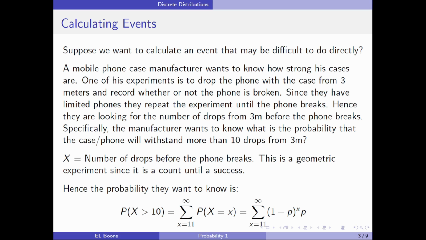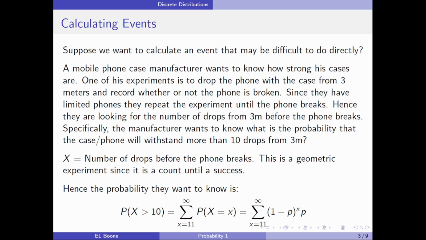All right, so what if we have something that's difficult to calculate? For example, a mobile phone case manufacturer wants to know how strong his cases are. One of its experiments is to drop the phone with the case from 3 meters and record whether or not the phone is broken. Since they have limited phones, they repeat the experiment until the phone breaks. Hence, they are looking for the number of drops from 3 meters before the phone breaks. Specifically, the manufacturer wants to know the probability that the case/phone will withstand more than 10 drops from 3 meters. So X is the number of drops before the phone breaks.